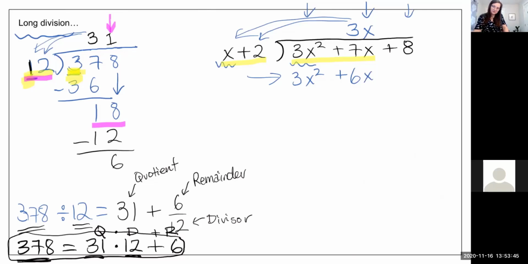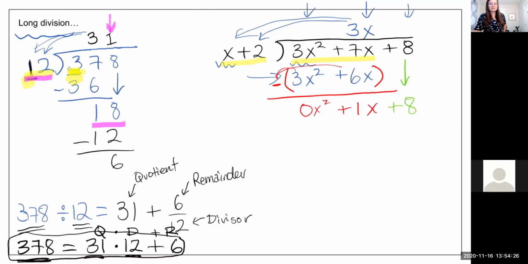The trick here that you have to be really careful of is that when you're subtracting, this minus applies to both terms. So I'm going 3x squared minus 3x squared, which is 0 x squares. And then 7x minus positive 6x. You might want to change that sign or somehow indicate to yourself that you are minusing. So 7 minus positive 6 is positive 1x. Okay, so that's one step. But now we still have to deal with that 8. I'm going to drop that 8, and now I'm going to think about what's going to go here.